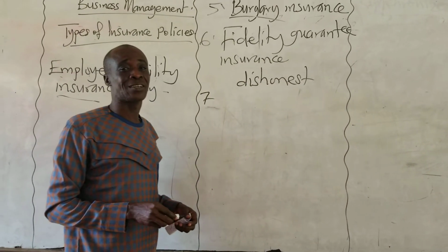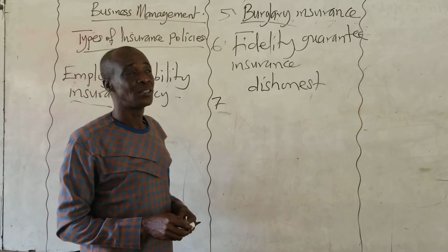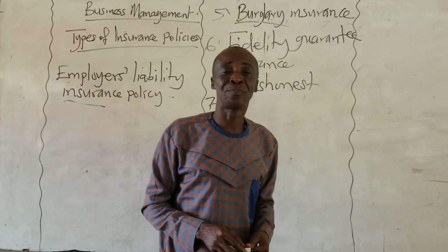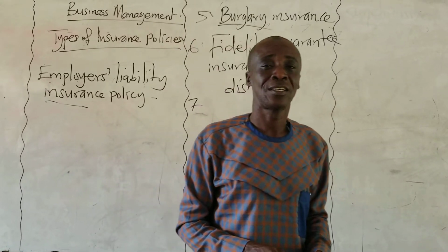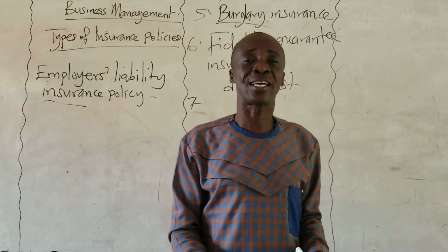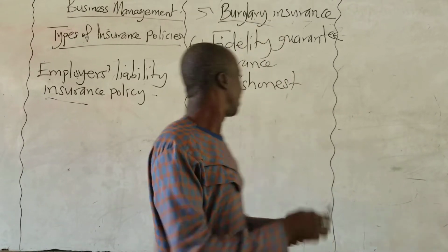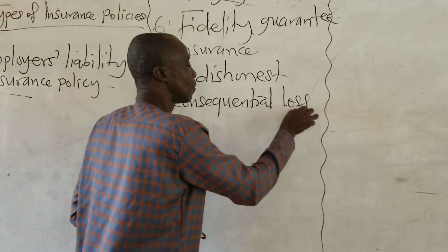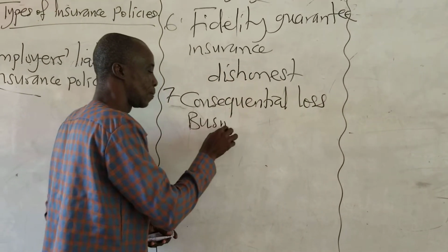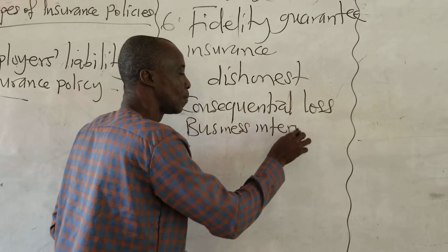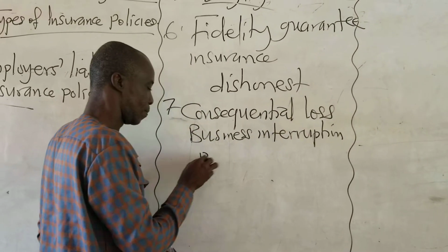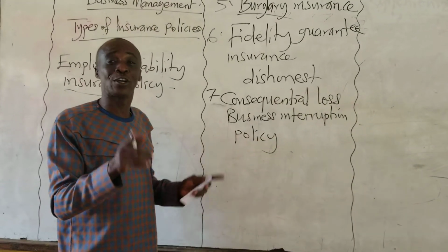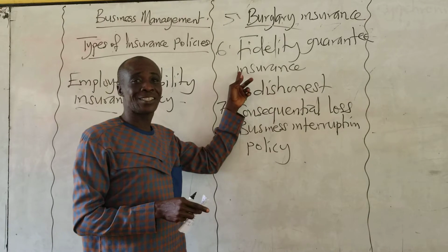Another type of insurance policy that we have is what we call consequential loss. Others also call it business interruption policy. Some companies, that's how they call it. They call it business interruption policy. Now, you see, let me reiterate the fact that for insurance, the term tells you what it is.